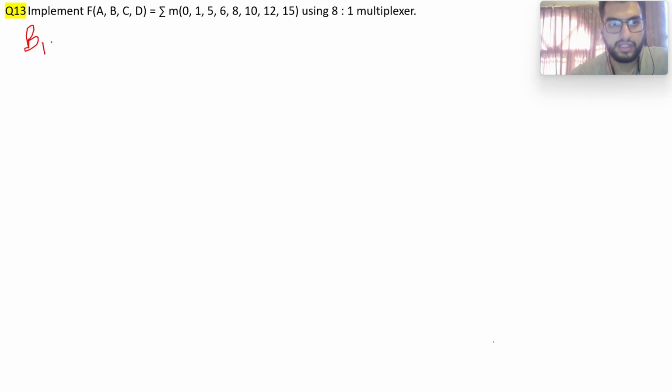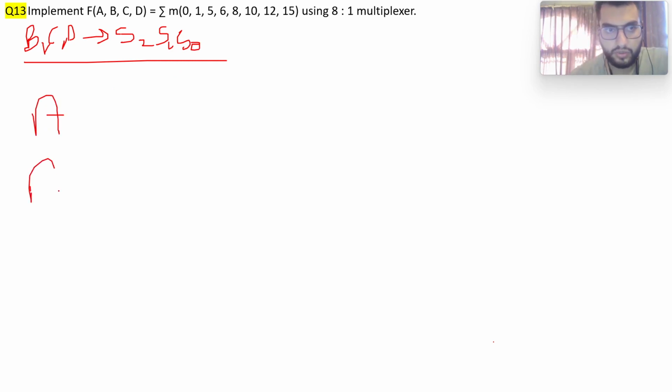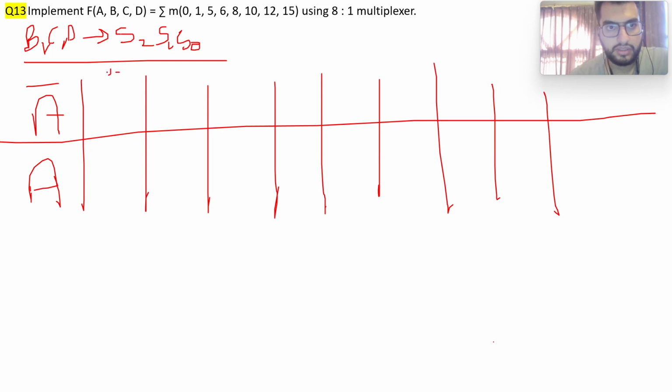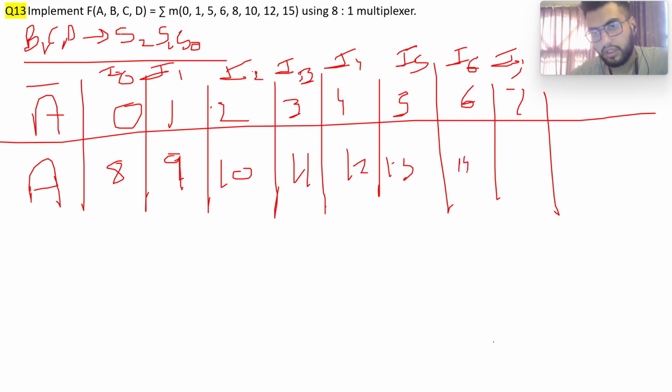So what I will have here is B, C, D as my select lines, S2, S1 and S0, right? And input A to the mux. So I will draw an implication table for this thing. So this will be A bar and this will be A. This is I0, I1, I2, I3, I4, I5, I6, I7. So this is I0. Sometimes it's also called D0. So here I'll write the minterms 0, 1, 2, 3, 4, 5, 6, 7, and then 8, 9, 10, 11, 12, 13, 14, and 15, right?